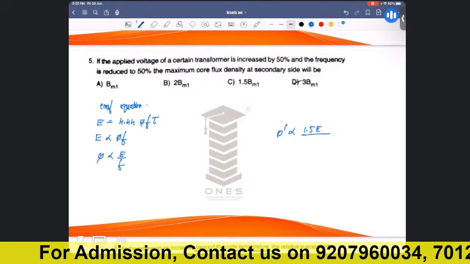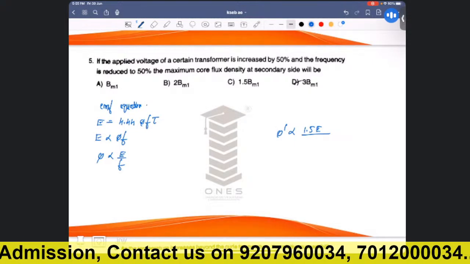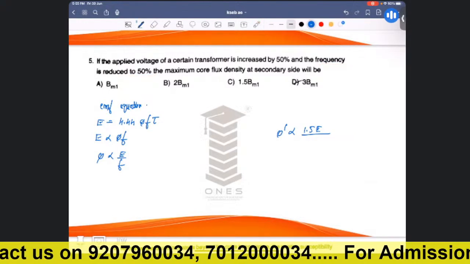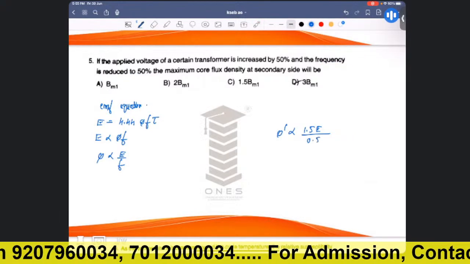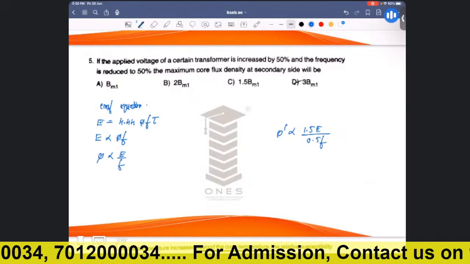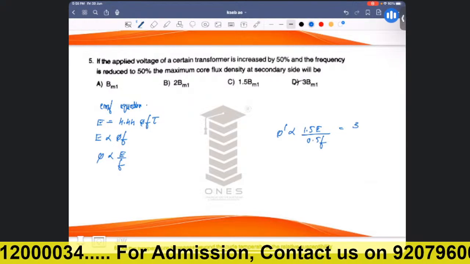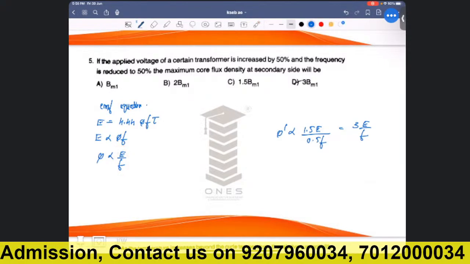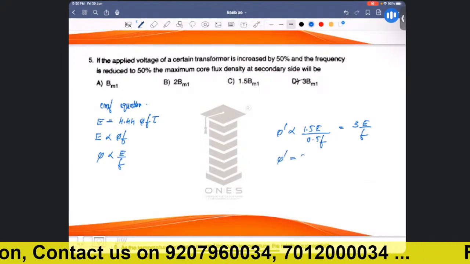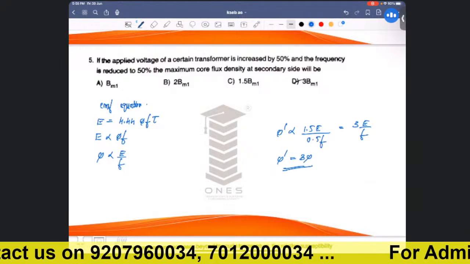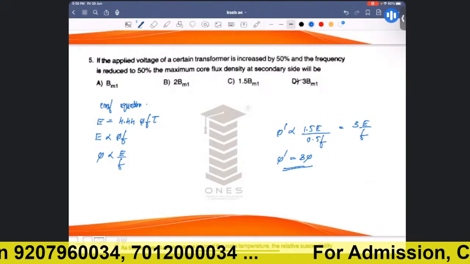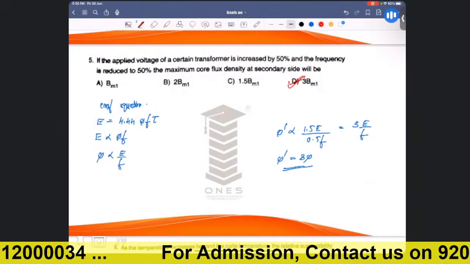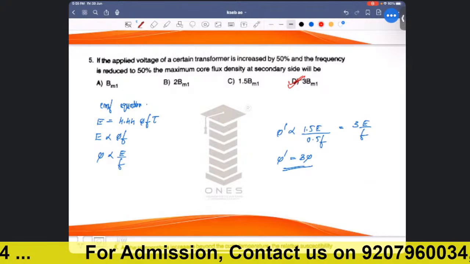So instead of phi I wrote 1.5, and the frequency is reduced to 50%, that is 0.5 f. So 1.5 by 0.5 is 3 times E by f. And what is E by f? E by f is 5. So phi dash is equal to 3 into 5. So the maximum flux density will be 3 times the previous flux density.